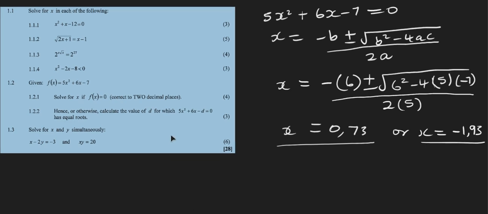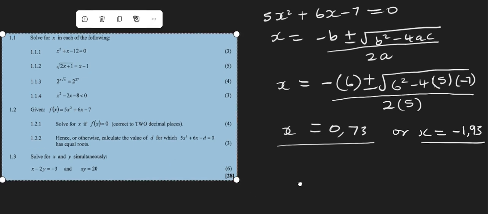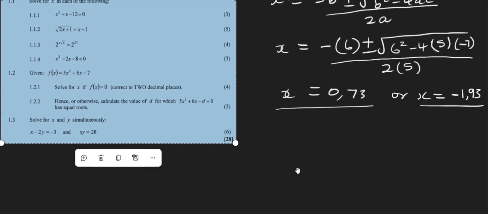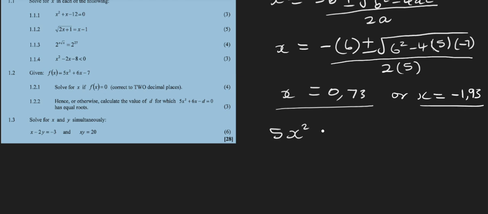Now we are required to calculate the value of D for which the equation 5x squared plus 6x minus D equals 0 will have equal roots. So now it comes to the nature of roots. For this equation to have equal roots, the discriminant is supposed to be equal to 0.